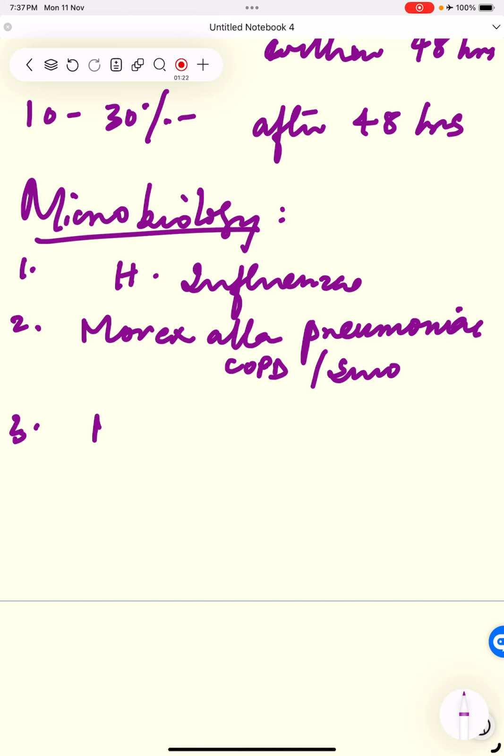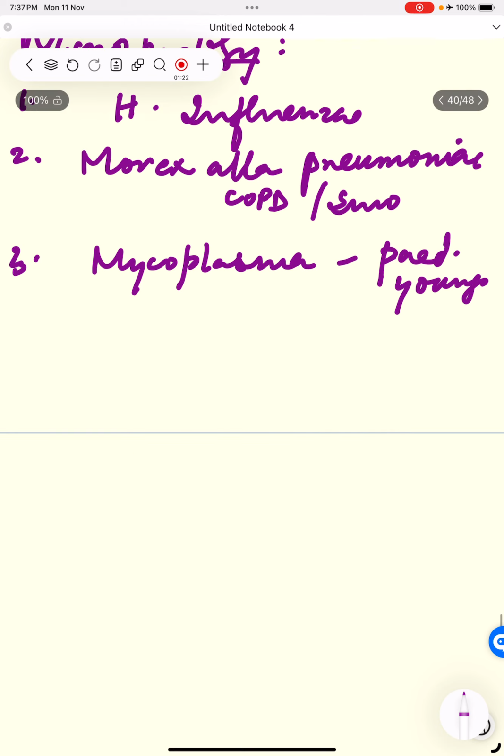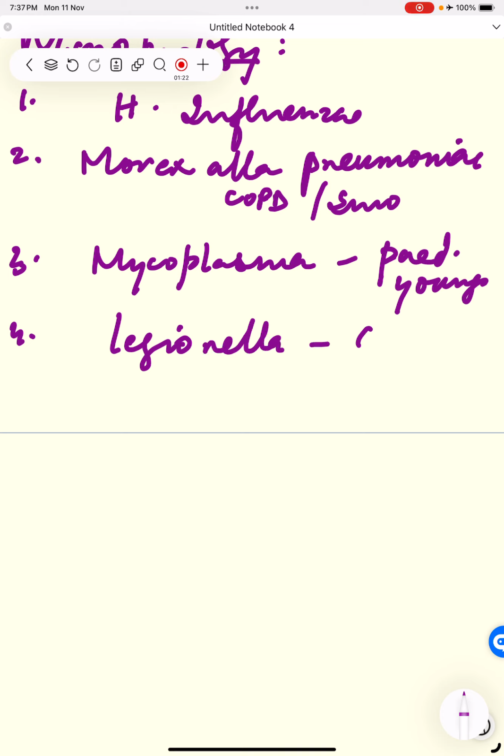The third is mycoplasma. Now, usually pediatric cases or young adult cases will present with mycoplasma as more common. Then is Legionella, which is usually seen in geriatric cases, are old patients or patients who are living in homes with defective ACs.